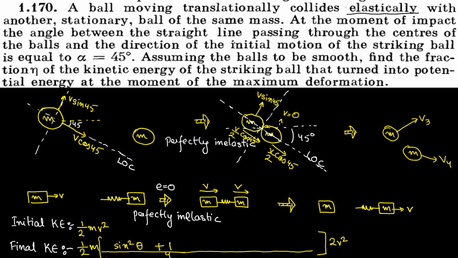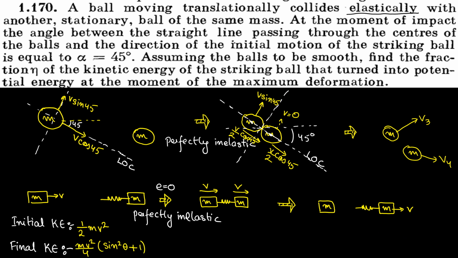So if I write the total final kinetic energy, it is half m into sin square theta plus 1 into 2v square, divided by 4. 2 and 2 would get cut, so it would be mv square by 4 into sin square theta plus 1. So out here, the final kinetic energy of the system is nothing but mv square by 4 into sin square theta plus 1.